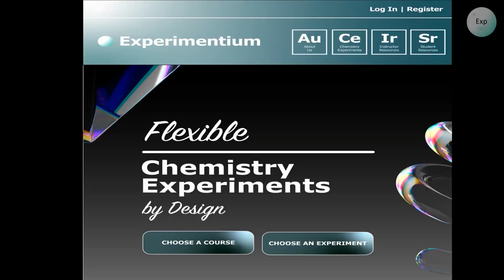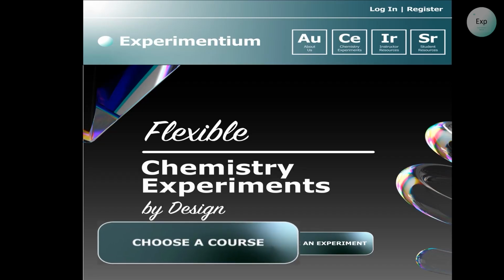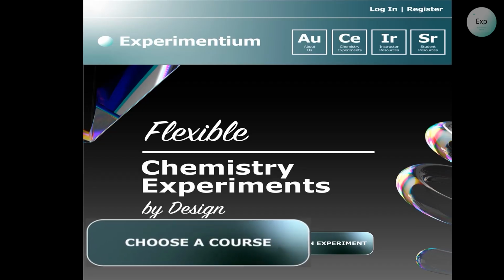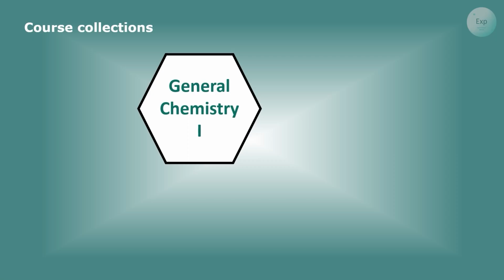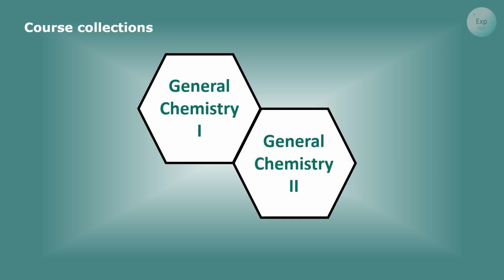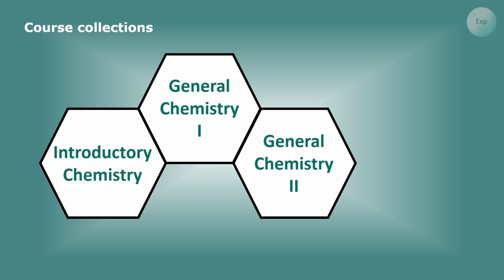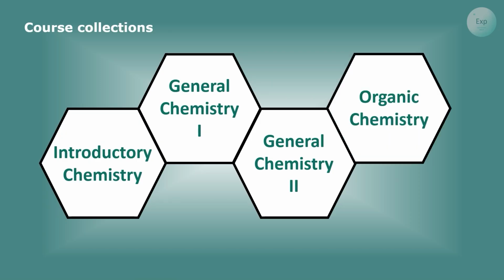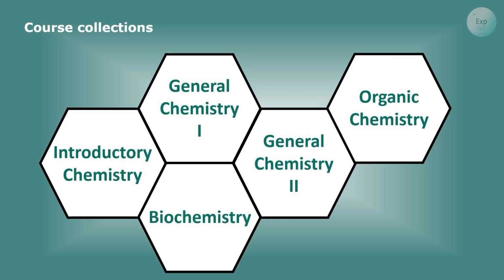When you press the Choose a Course button, you will have the option of selecting any of the recommended course collections. There may be some overlap between courses, as some experiments may be suitable for multiple. Our current course collection contains General Chemistry 1 experiments, both for in-person and remote modalities, General Chemistry 2 experiments for both in-person and some remote options, Introductory Chemistry in both in-person and remote versions, and Organic Chemistry and Biochemistry, both of which currently only contain experiments that can be done in a designated chemistry laboratory.